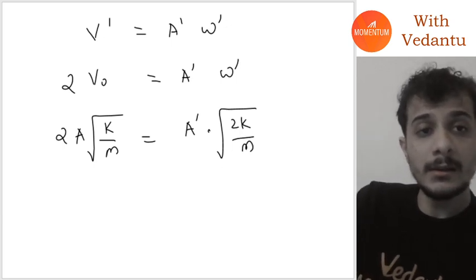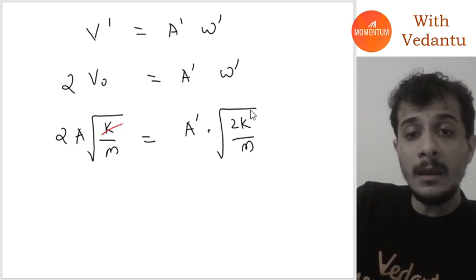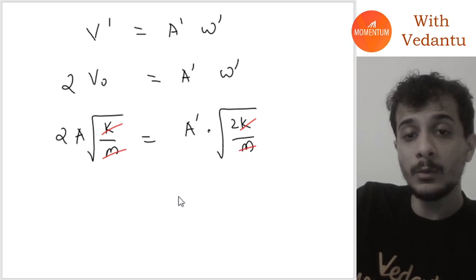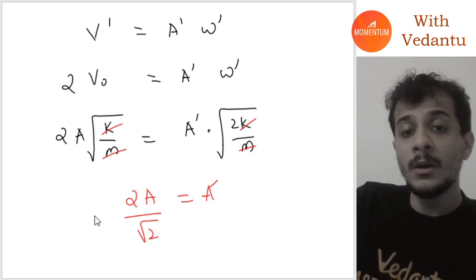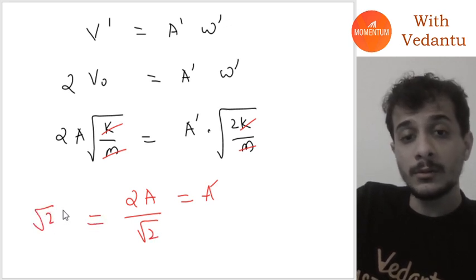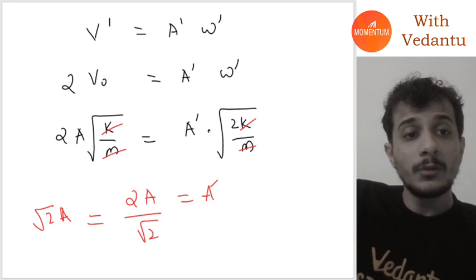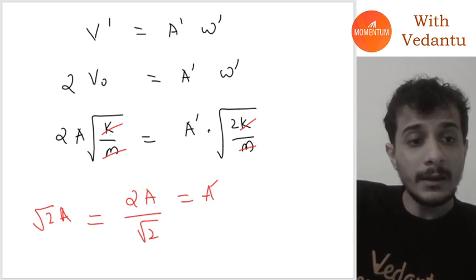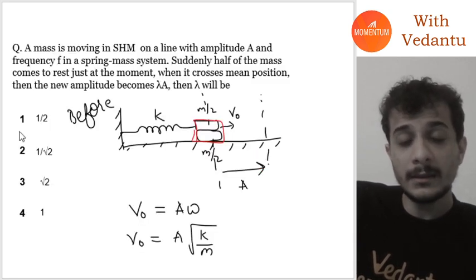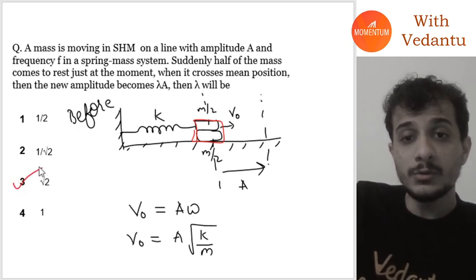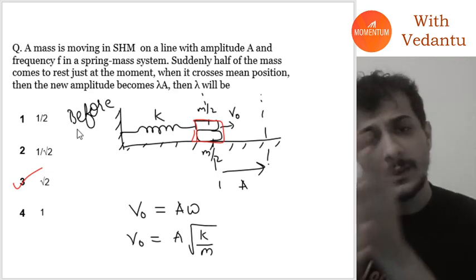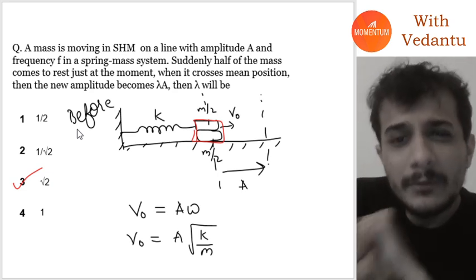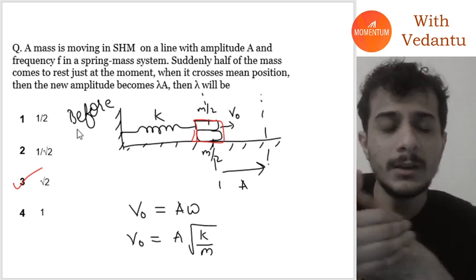Now, if you see here, k and k will get cancelled out, m and m will get cancelled out, and I will get a dash is equal to 2a divided by root 2, which everybody knows will become just under root 2a. So the correct answer to this question, guys, will be nothing but under root 2a. This was a very simple question, guys. I hope everybody understood.